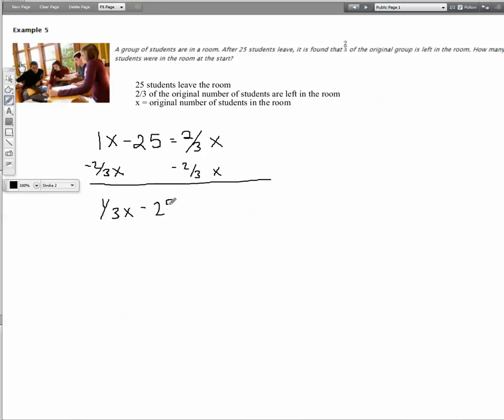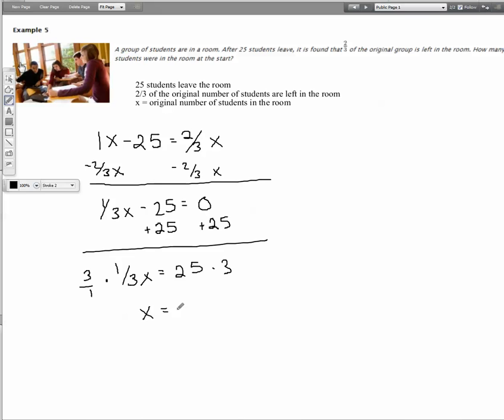Minus 25 equals now 0, because we don't have anything left on the right-hand side of our equation there. So let's go ahead and add 25 to both sides. And to get rid of our fraction in front, we're going to multiply by its reciprocal, so 3/1. So we have x equaling 75 students.